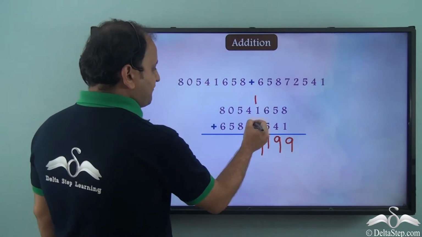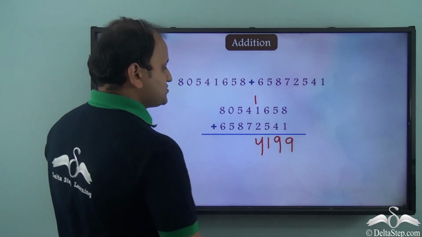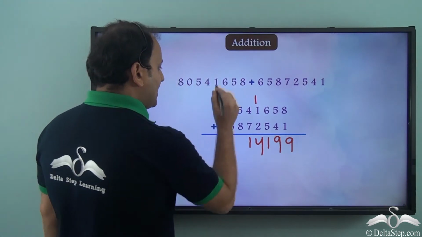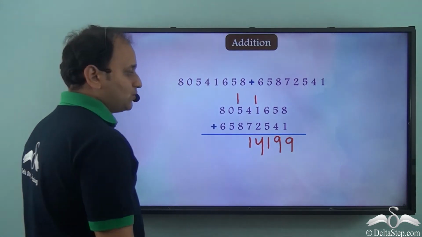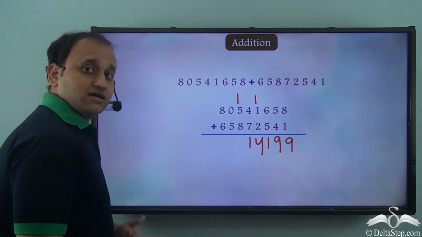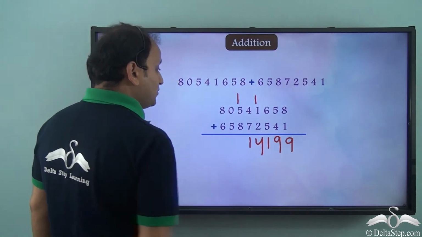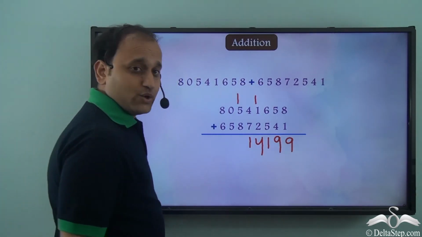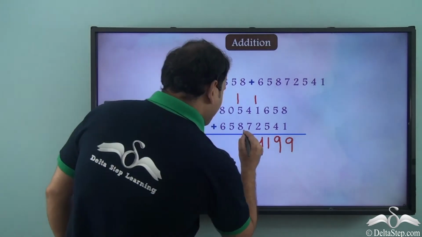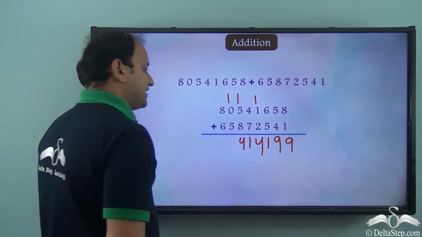Next we have 7 plus 4. 7 plus 4 is again 11. So 1 of the units place will come here, and 1 of the tens place will be carried over. Now 8 plus 5 is 13. 13 is added with 1 that was carried over. So we have 14. Again we have a 2-digit number. So 4 of the units place comes here, and 1 of the tens place is carried over.